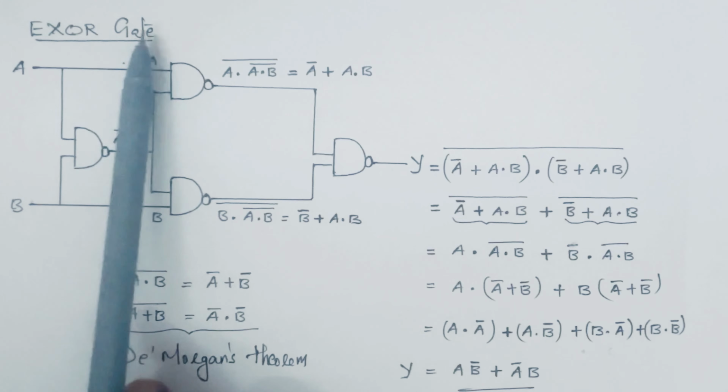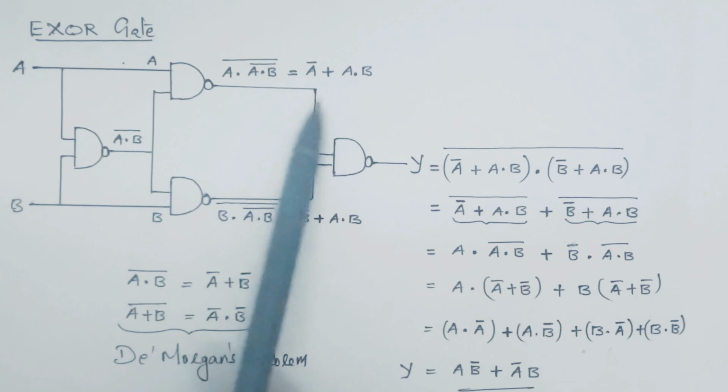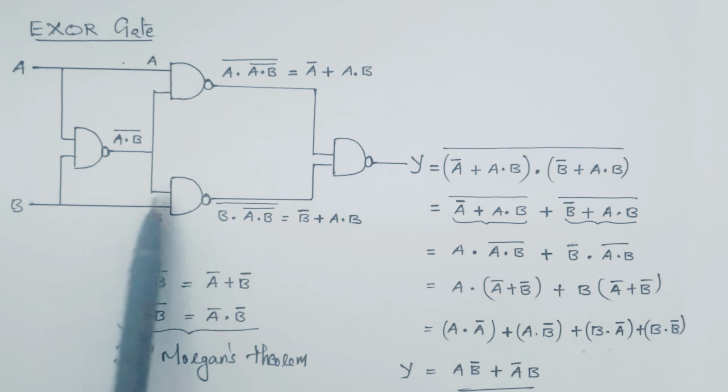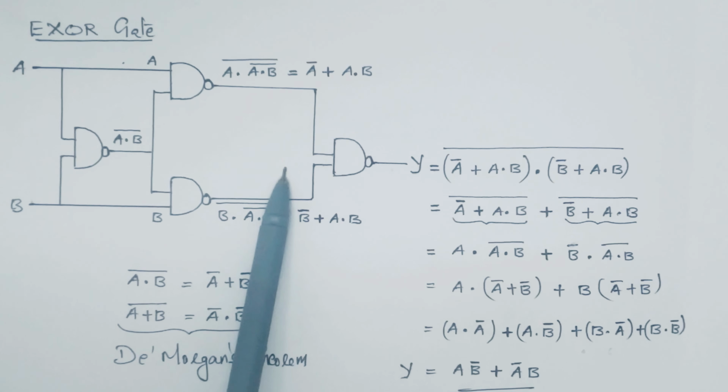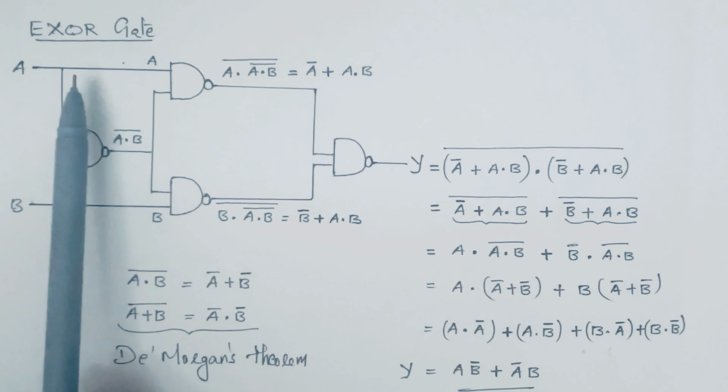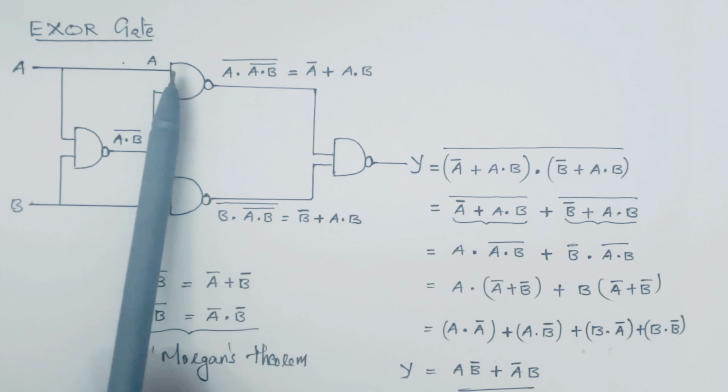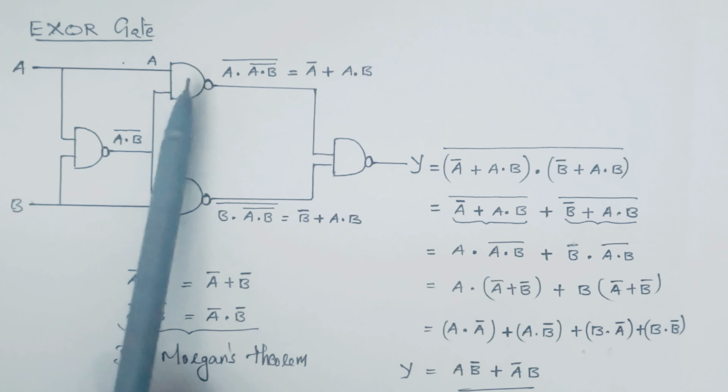Next is the XOR gate using NAND gates. This is the circuit diagram of an XOR gate using NAND gates. Now we will try to derive the output of this circuit, which should be the same as the XOR gate operation. What is the XOR gate operation? A bar B plus A B bar.